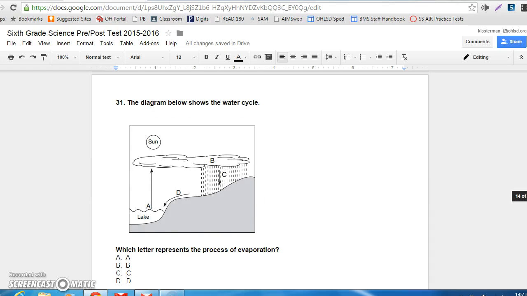Question 31. The diagram below shows the water cycle. Which letter represents the process of evaporation? A, B, C, or D?